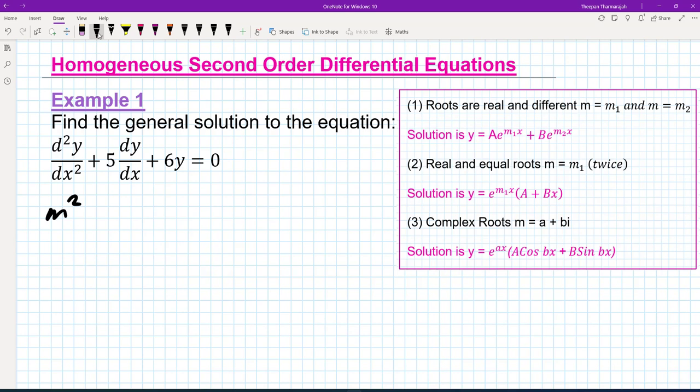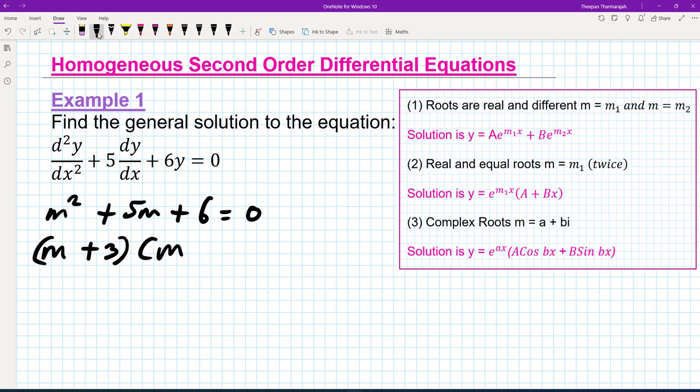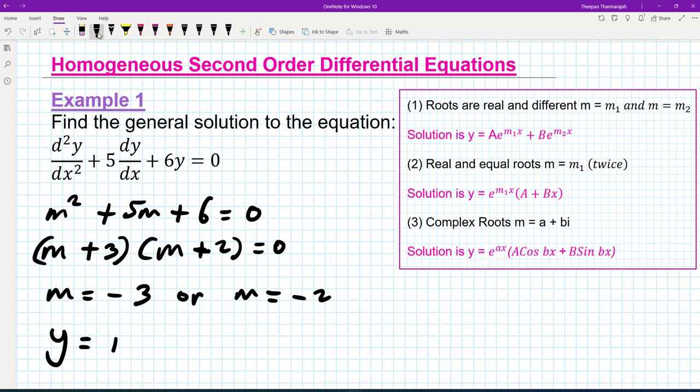So we get m squared plus 5m plus 6 equals 0. And we can tell that we get (m plus 3)(m plus 2) equals 0, and therefore our roots are real and different, meaning m equals minus 3 or m equals minus 2. So it's in the form of the first case. We write it as y equals a e to the minus 3x plus b e to the minus 2x.